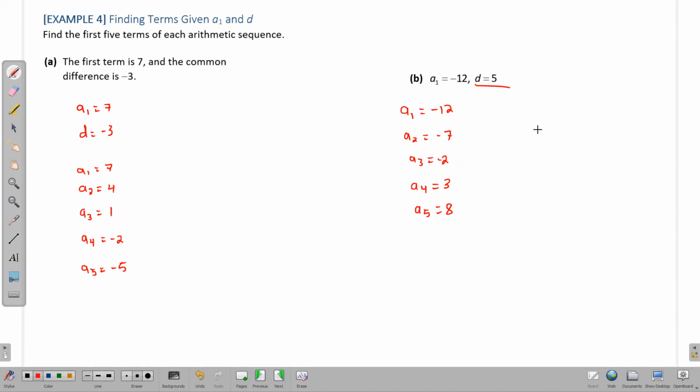So again, if we were going to do the recursive formula, which it didn't ask for, we would have a sub n equals the previous term, a sub n minus 1, plus 5, and then the first term is negative 12.